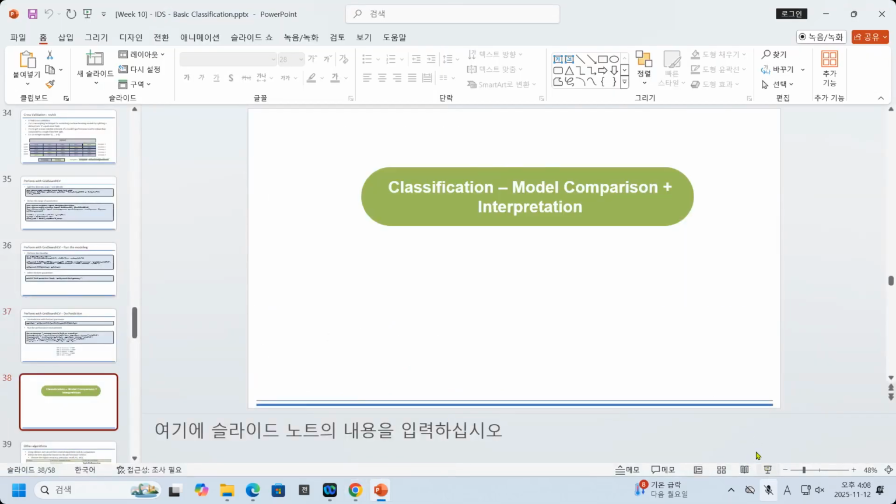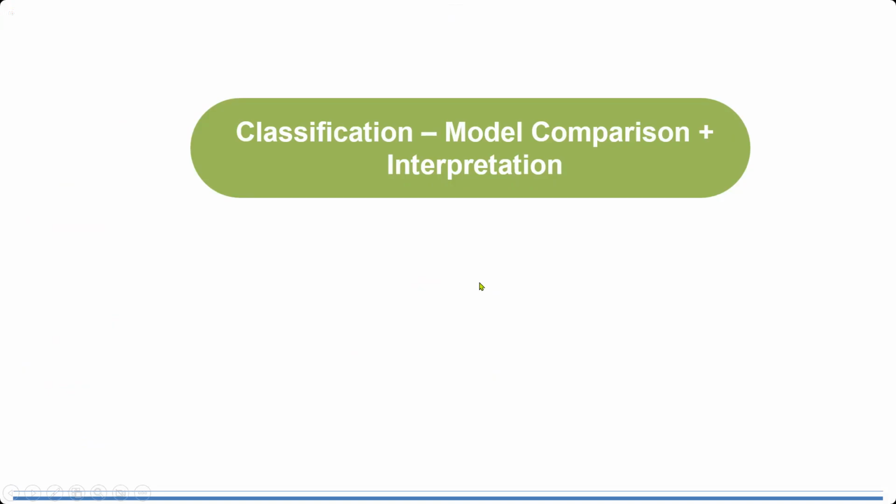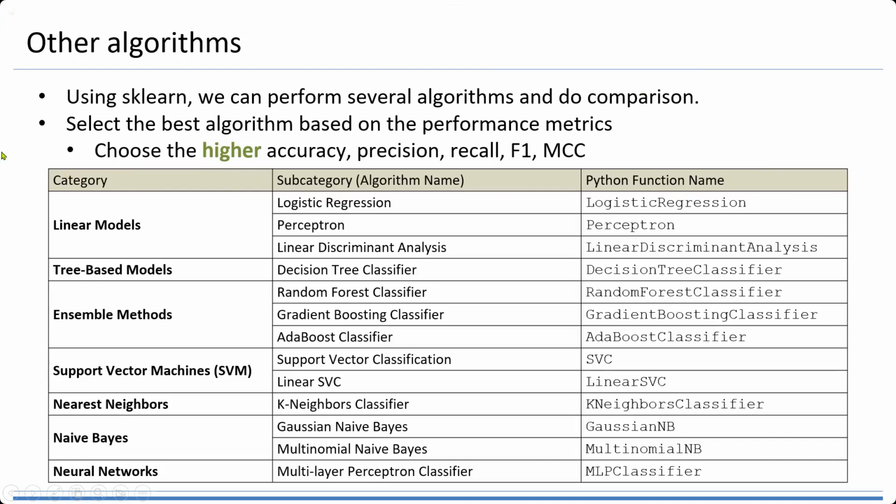Now, we can do the classification with different models. We can do the model comparison and we can do the interpretation. For the other algorithms, let me just use sklearn. We can perform several algorithms and do the comparison. We can select the best algorithm based on the performance metrics. So in this case, we choose the higher accuracy, the higher precision, the higher recall, the higher F1, and we can also choose the higher MCC.